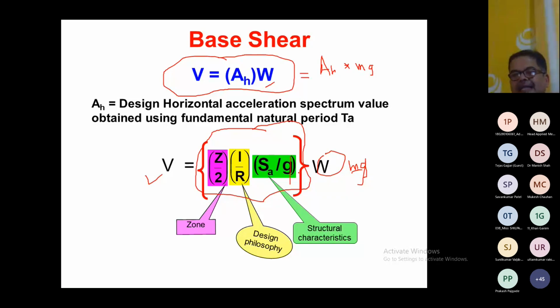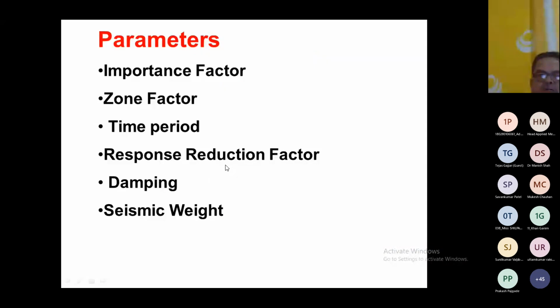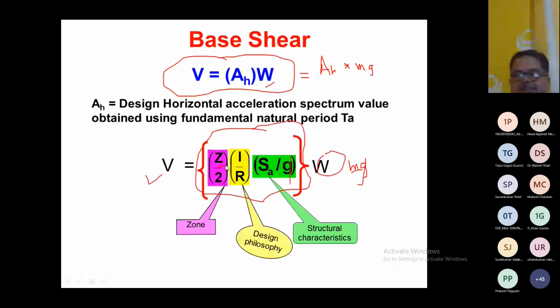So that is the inertia force, and these are the additional things attached to it: Z by 2, I by R, SA by g, right? These are the coefficients, so it depends on different things. So it is Z by 2, I by R, SA by g into W, right? What does Z depend on? Z is a zone factor, right? It is a zone factor.